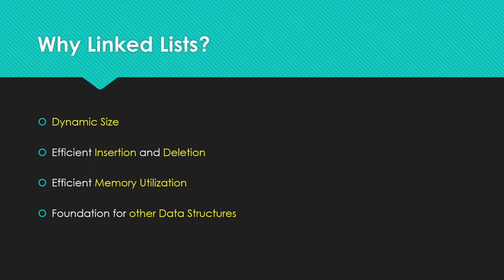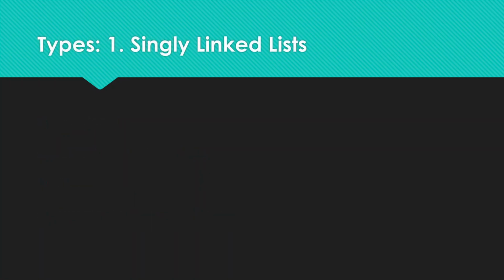Linked lists are also used for implementing other data structures. Like the next data structures we're going to look at, the queues and the stacks, and we're going to use linked lists to implement them. So they are also important because of that. So let's now jump into the types of linked lists.